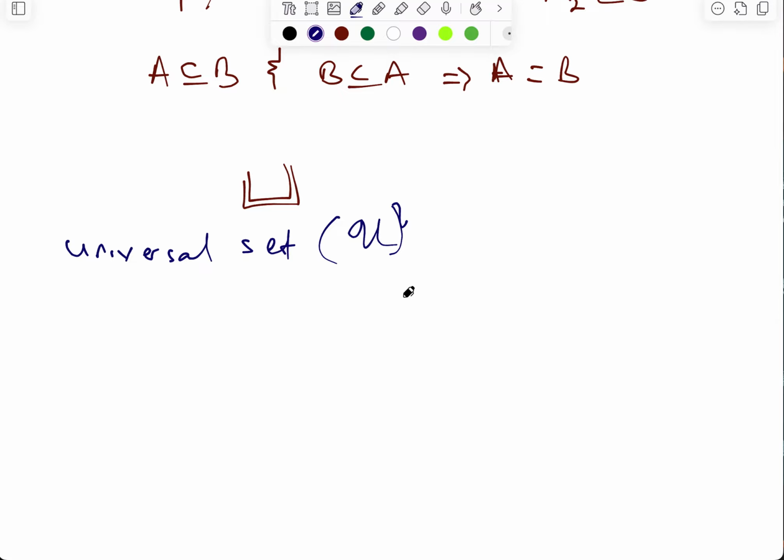There's information we are processing with sets. So, what is now a universal set? A universal set is a set that contains all elements in a given discussion. It contains all elements in a given discussion. That's what the universal set is.